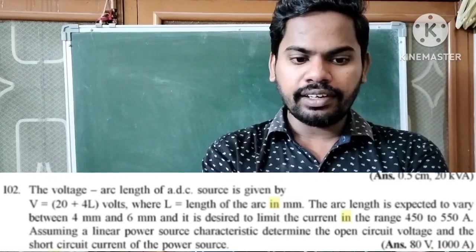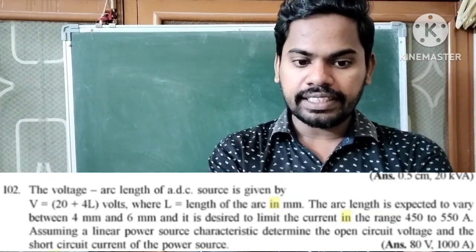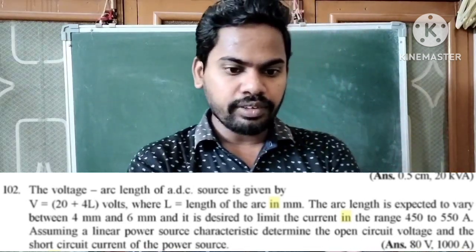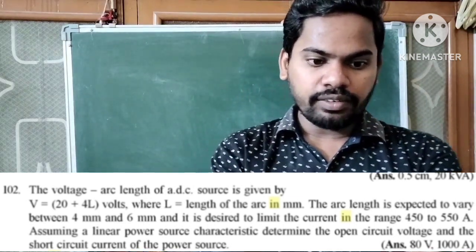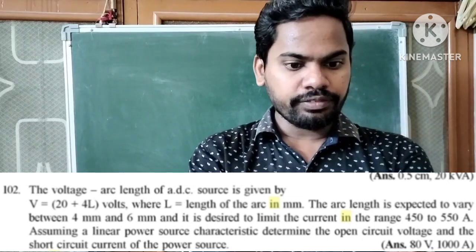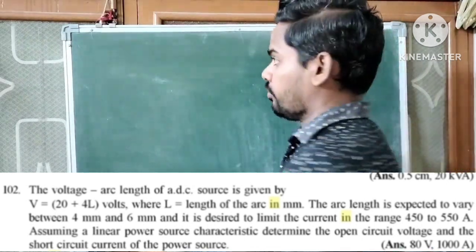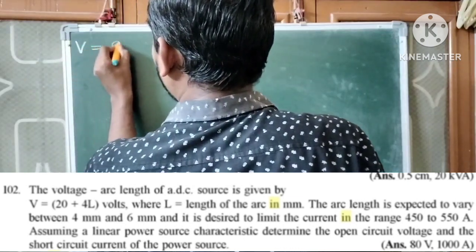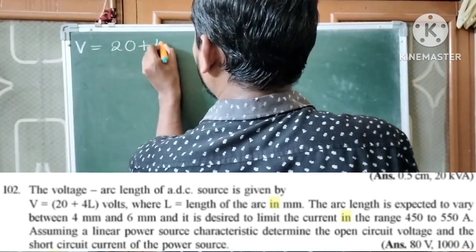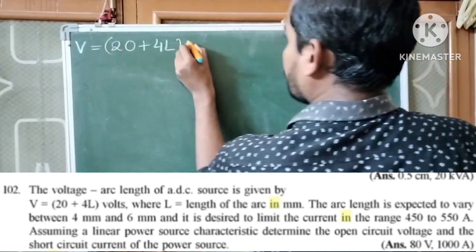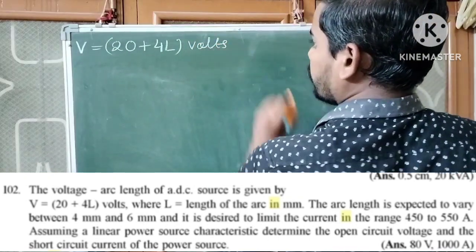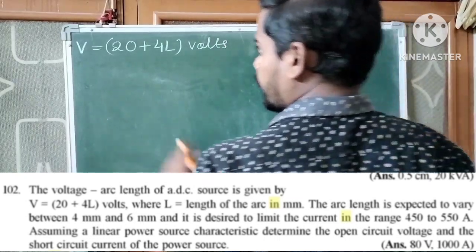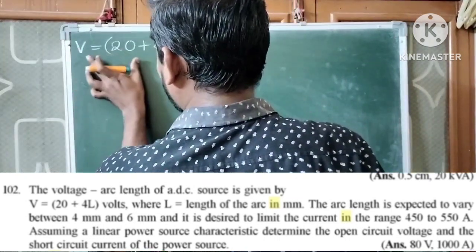The voltage arc length of a DC source, DC means direct current, is given by V equal to 20 plus 4L volts. So here V is equal to 20 plus 4L volts. The unit of voltage is volts.